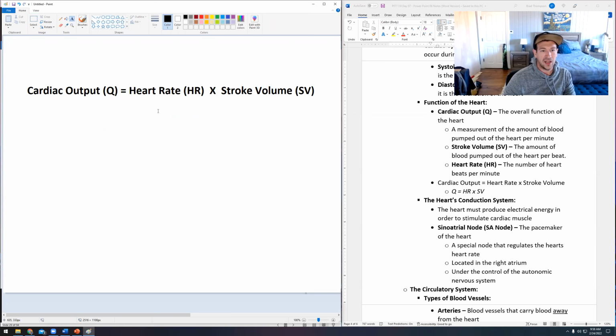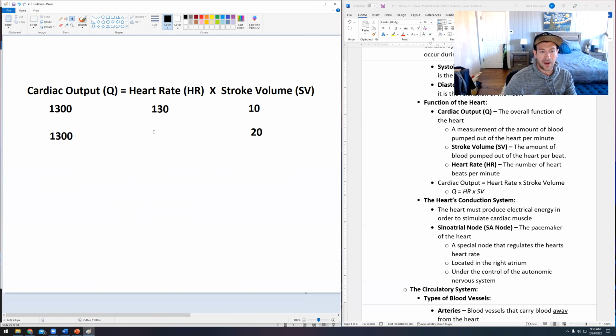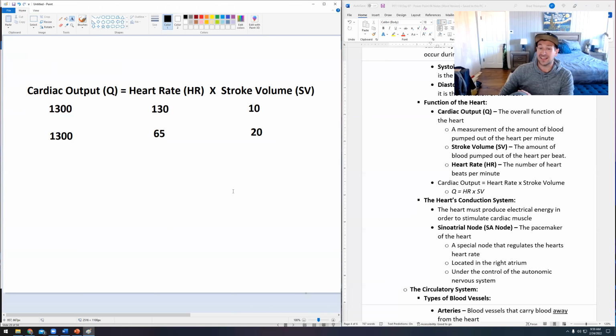If my heart rate was, let's say, 130, and my stroke volume was only, let's say, 10 units of blood, right? My overall cardiac output is going to be 1,300, right? But let's just say I move up that stroke volume a little bit, and now I'm pumping like 20 units of blood, but I need a cardiac output of 1,300. Well, now my heart rate is only going to be 65 beats per minute, right? That is a substantial difference.